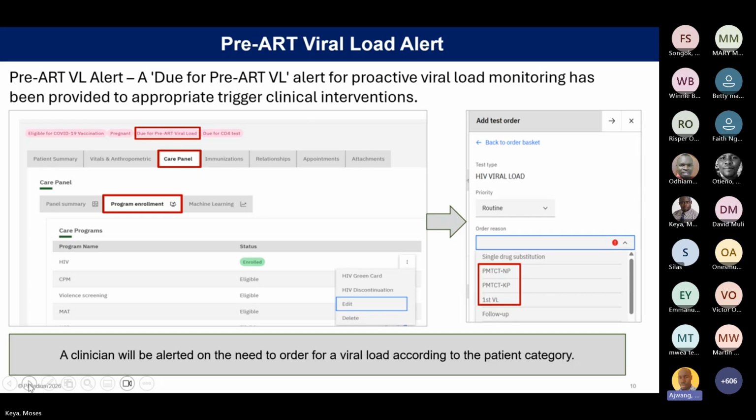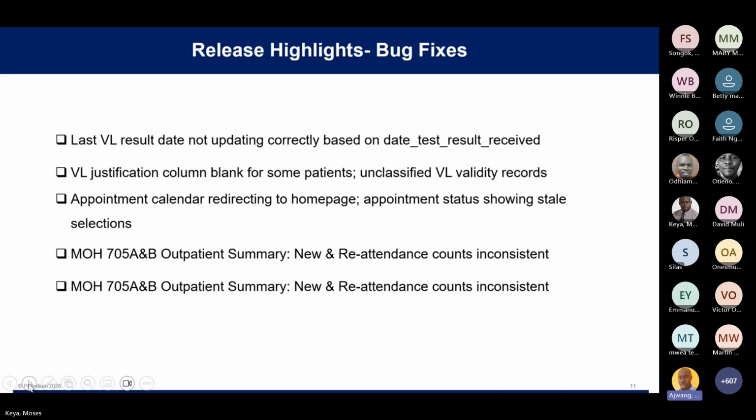So I'll turn next to some of the bug fixes. By no means is this list complete. There is a longer list of bug fixes that have been done cumulatively from 19.3.4 coming to 19.4.0, and you'll be able to find all of these in the release notes that will be coming out with this particular package. But allow me to just highlight some of them. Previously there was a problem with the last VL result date not updating correctly. This has been fixed.